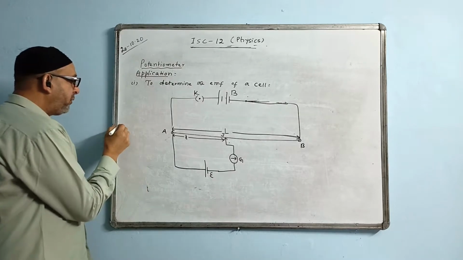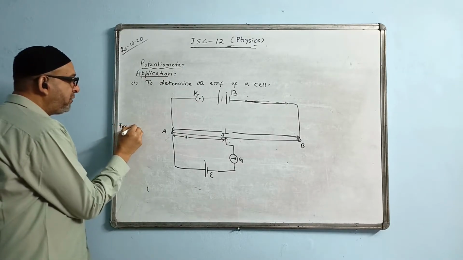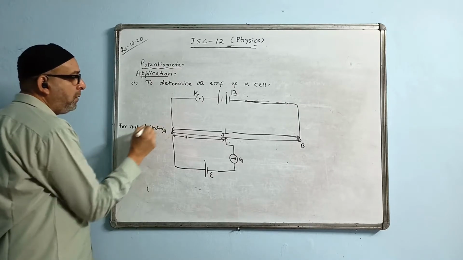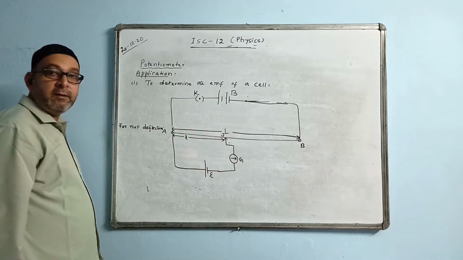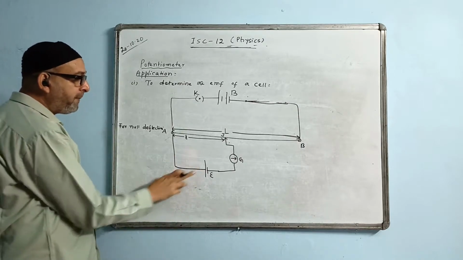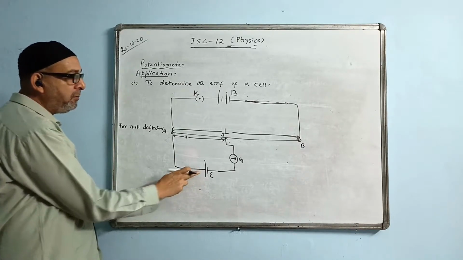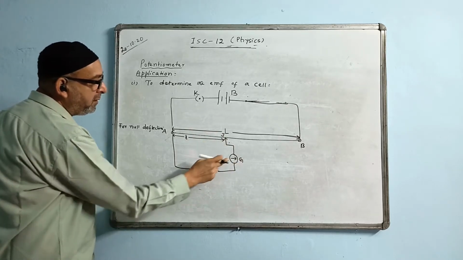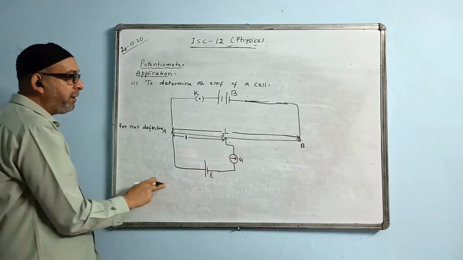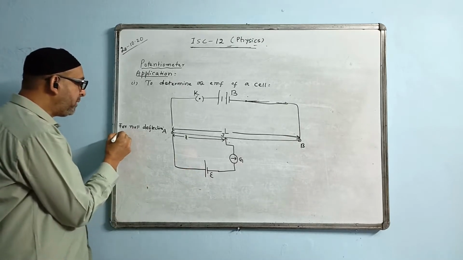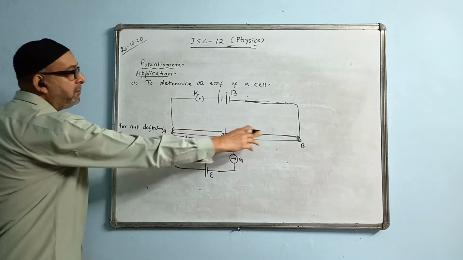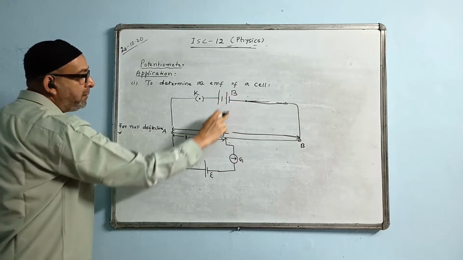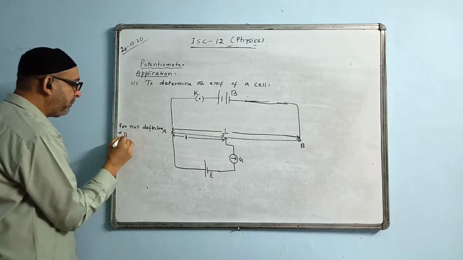Now we will write like this: for null deflection. When null deflection takes place here, what does it mean? That means we are practically not drawing any current from this cell, because the galvanometer is connected to this source only, this cell. That means this one is 0. We are not drawing any current from it. What is the potential gradient of the wire? The entire wire's potential gradient will be the voltage B divided by L. We write like that, B divided by L.